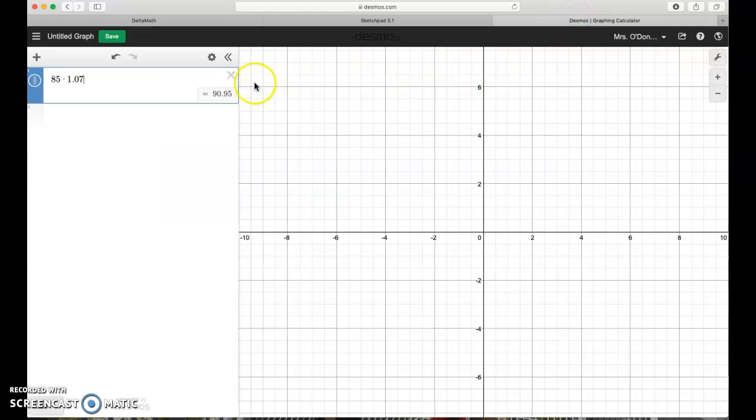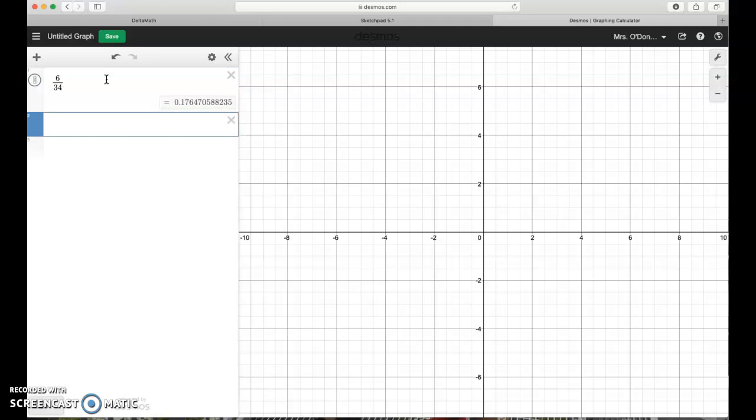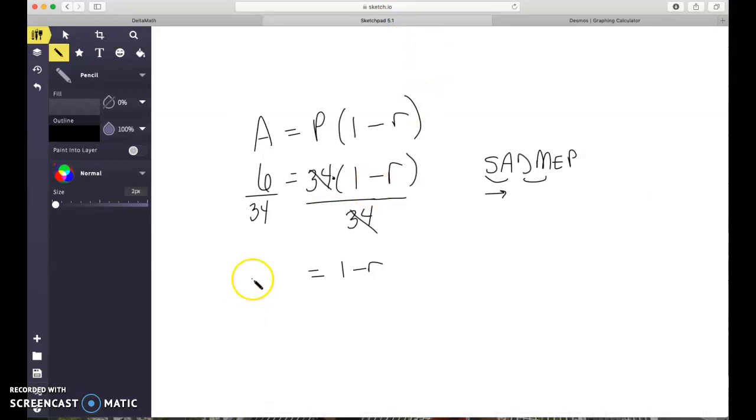And 6 divided by 34, let's grab a calculator and do that. 6 divided by 34 gives me 0.176. Maybe we'll just leave it as 6 over 34, well, we could reduce that, actually. 6 divided by 2 gives us 3, and 34 divided by 2 gives us 17. Yep. All right, so we've got 3/17, and we want to get r by itself, so there's a couple ways we could do this.